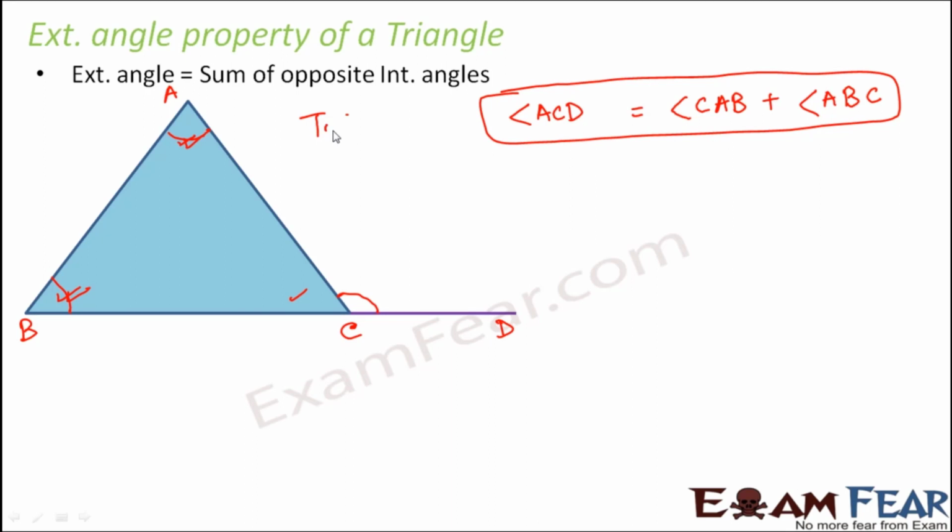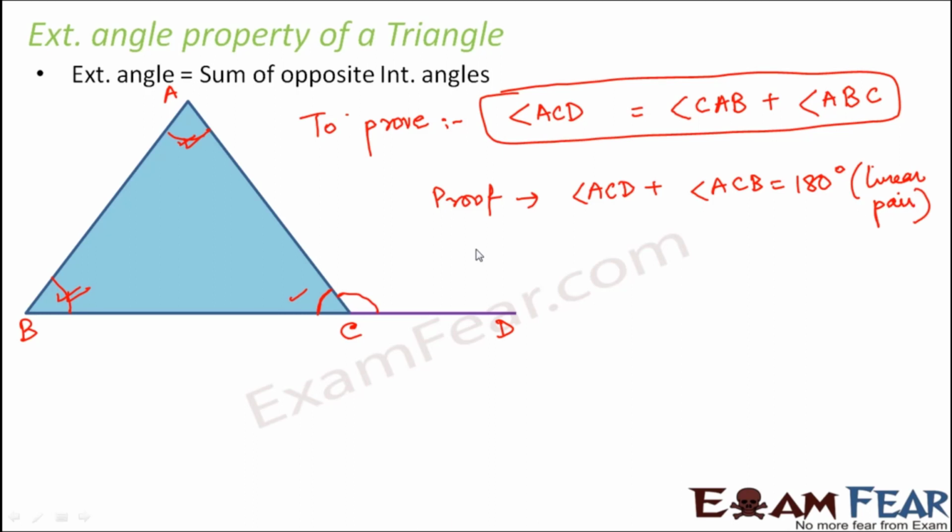So let us now try to prove this property, to see why this is true. Why is it that the exterior angle is equal to the sum of the opposite interior angles? In order to prove this, the first thing we can say is that angle ACD and angle ACB, these two angles, form a linear pair because they are adjacent angles and they also make 180 degrees together. So we can say that angle ACD plus angle ACB is equal to 180 degrees because they form a linear pair.